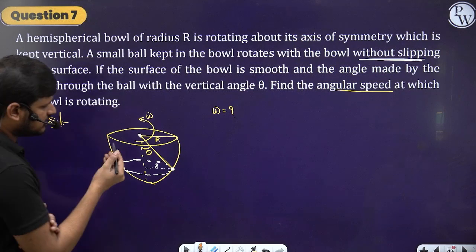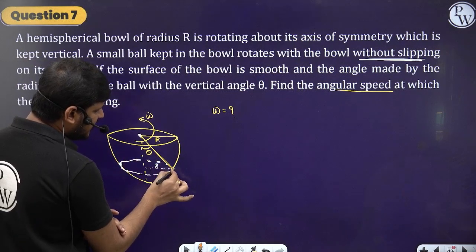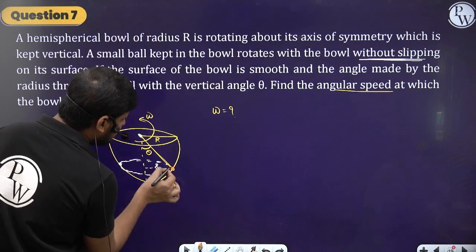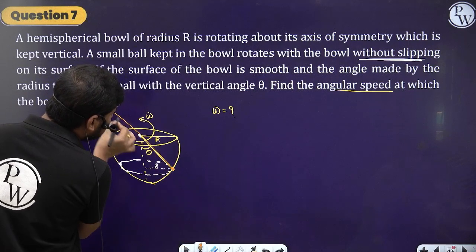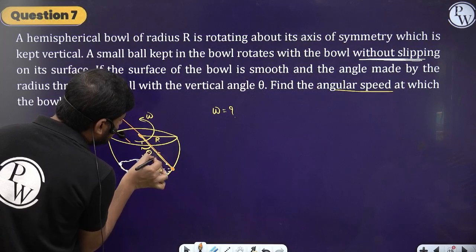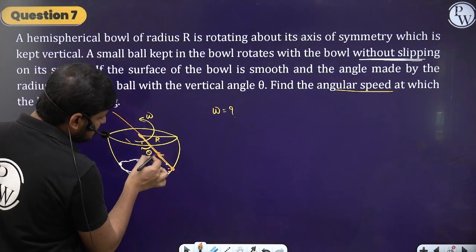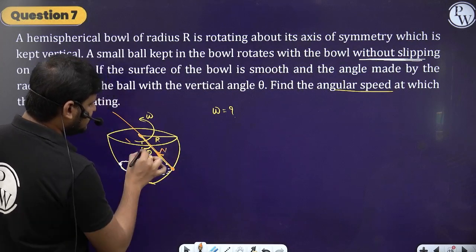Quick. See here. First thing is, here is the contact force, right? So the normal reaction acts towards the center. This is the center of the hemispherical bowl. So the normal always passes through the center, right? So that's why this is the normal reaction. And this angle is theta.